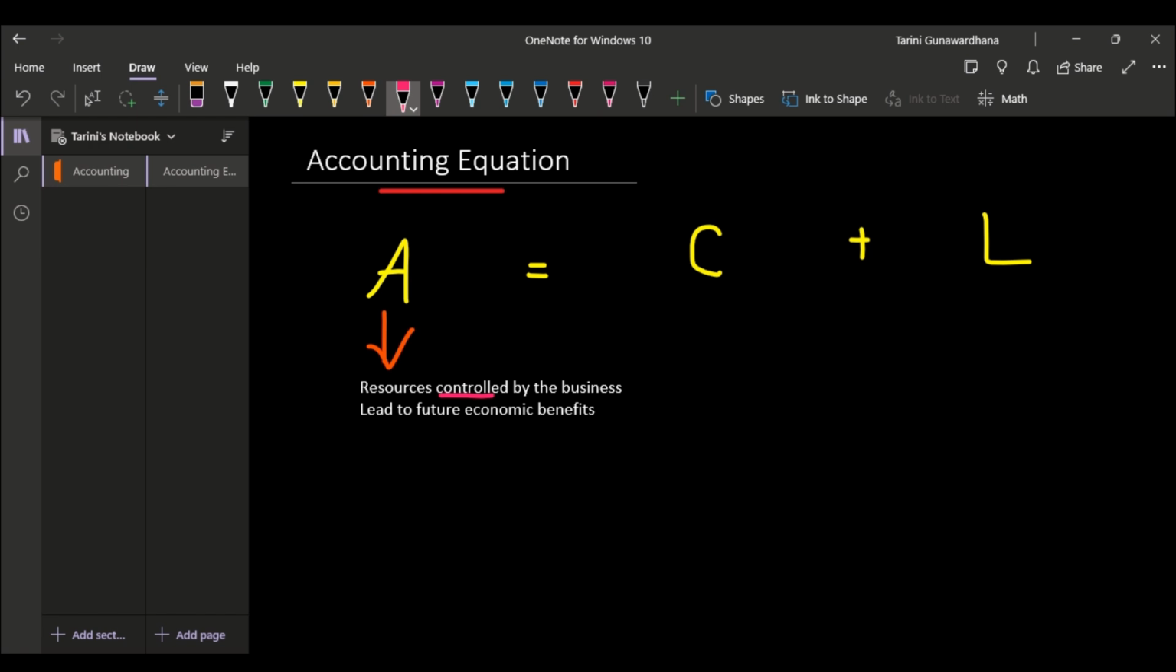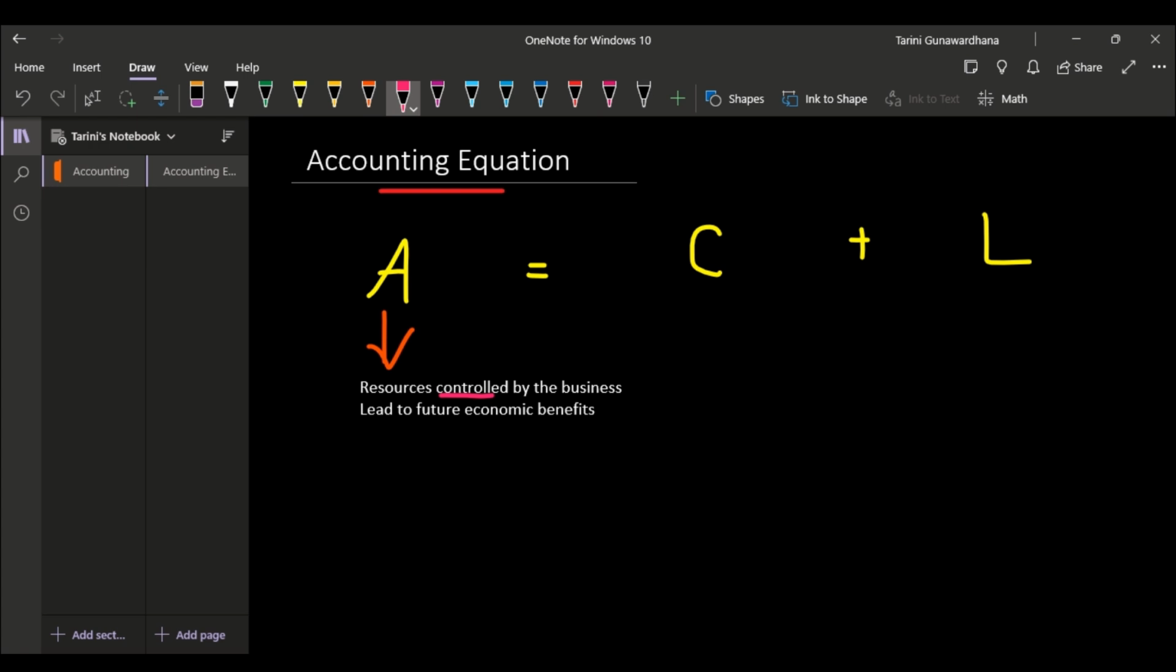For example, the cash held within the business. The cash that the business has is under the business's control. Another example would be the motor vehicle used for delivery purposes in the business. So that is also something that's under the business's control. Likewise, we can also take buildings, the factory building, which is controlled by that business. Right? So those are resources controlled by the business. So first part of the definition is complete.